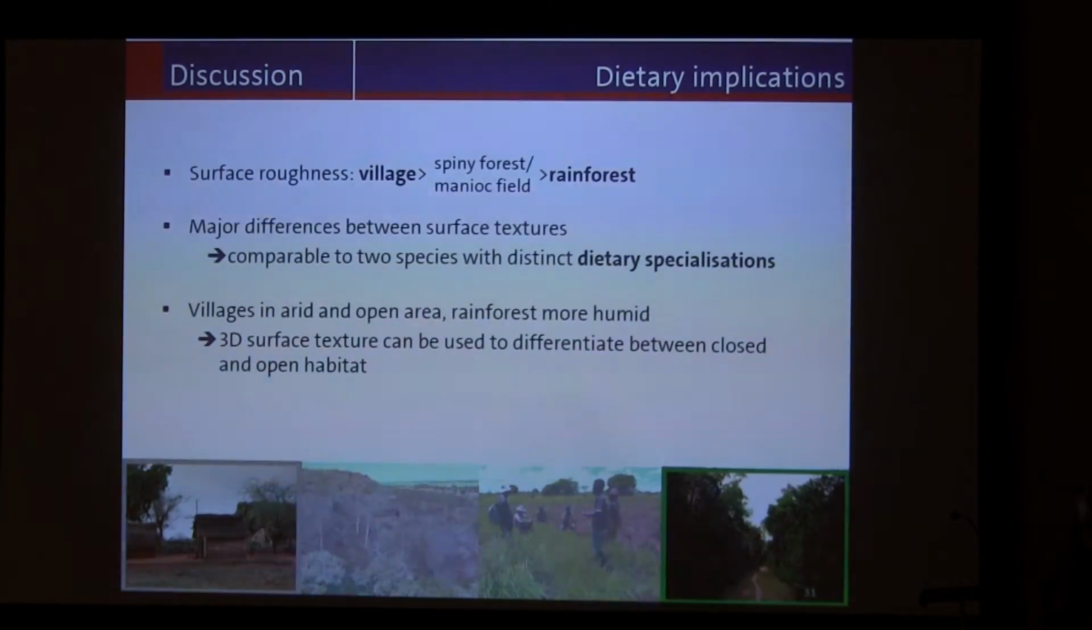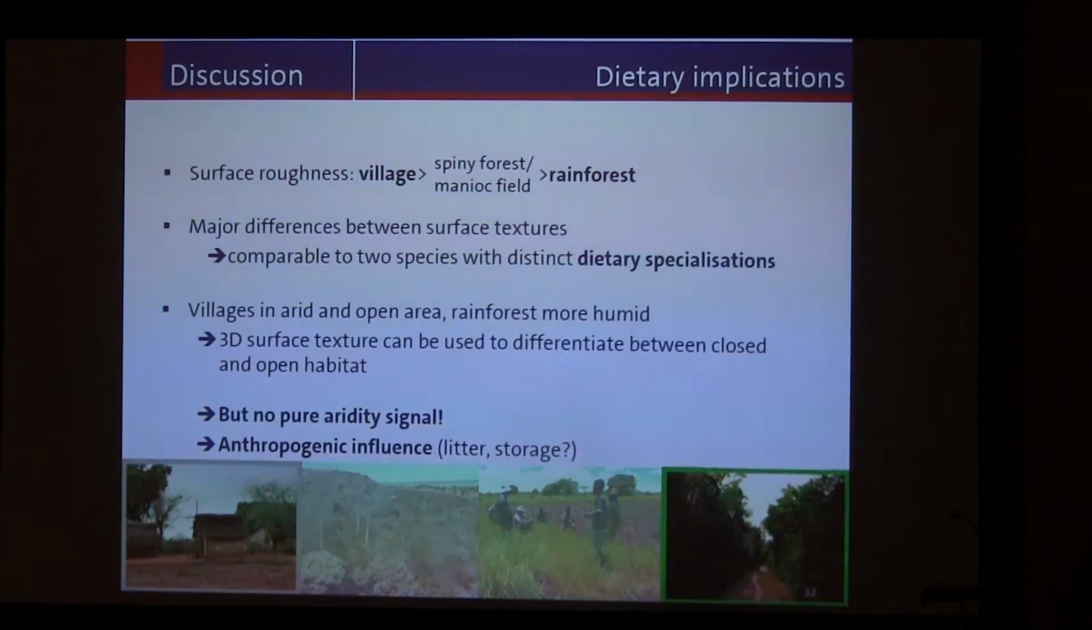But this is not only a pure aridity signal. Aridity itself is not sufficient to explain the high surface roughness in the villages. Otherwise, we would expect that the spiny forest and the manioc field, which are also in the arid zone, would be much closer to the village sample, but indeed they are closer to the rainforest sample. So what we get here is a signal between more natural diets and completely unnatural diets, because in the human environment they probably adapt by feeding on litter, leftovers, food from storage chambers.